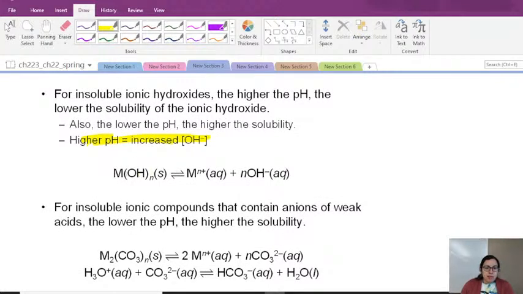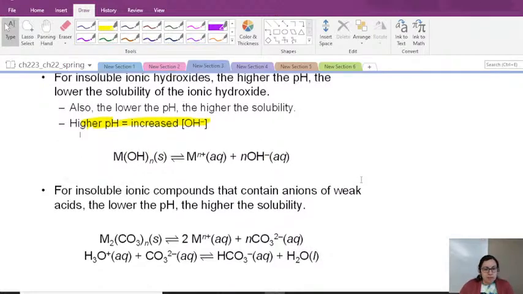And so that means that for these insoluble ionic hydroxides, if we're looking at the general dissociation, some metal hydroxide makes whatever metal plus however many equivalents of hydroxide, so probably either 2 or 3. Then obviously if we have more hydroxide at our higher pHs, that causes it to shift back to the left, so towards our reactants and away from hydroxide.